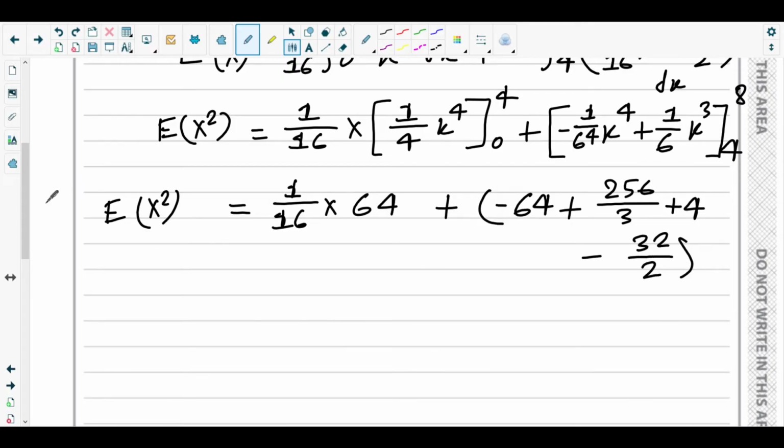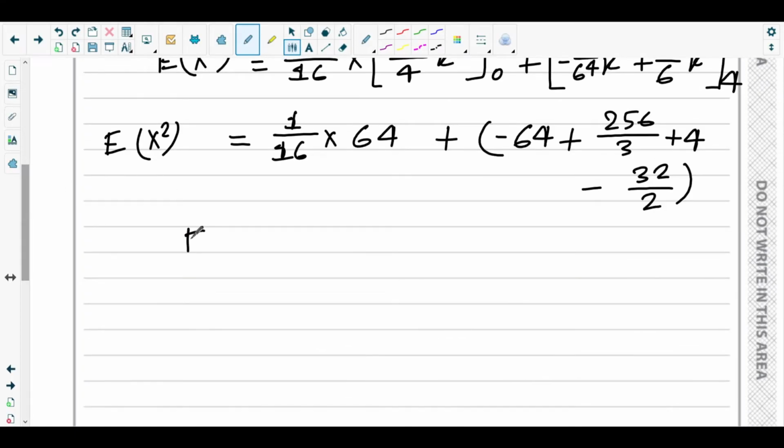Now just do the summation. You will get the expectation of x squared. 64 over 16 is 4. So 4 minus 64 plus 4 plus 256 over 3 minus 32 over 3. So you will get 56 over 3. This is the expectation of x squared.